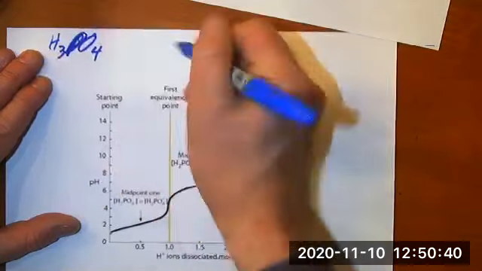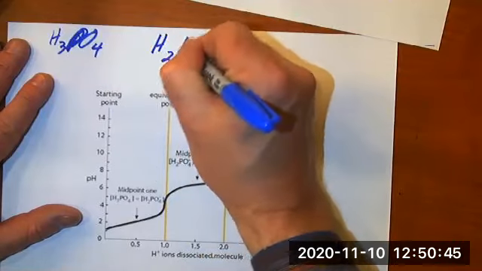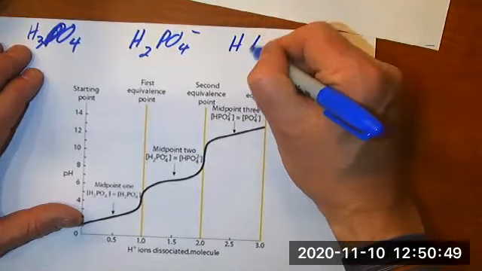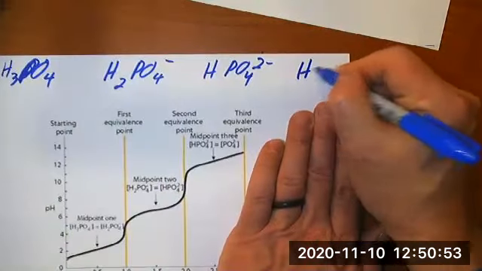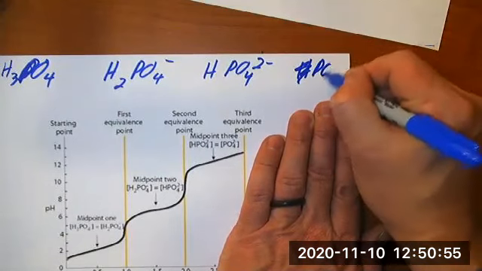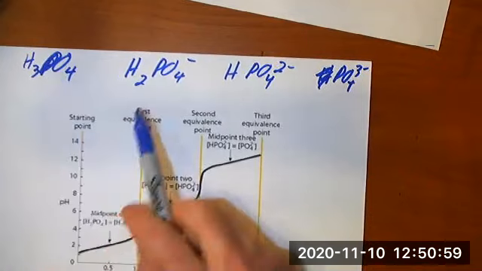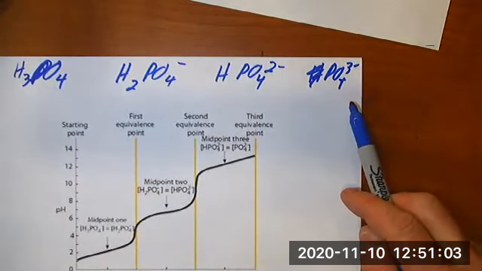H3PO4, which can lose a proton to make H2PO4 minus, which can lose a proton to make HPO4 2 minus, which can lose a proton to make PO4 3 minus. So phosphoric acid, dihydrogen phosphate, hydrogen phosphate, and phosphate.